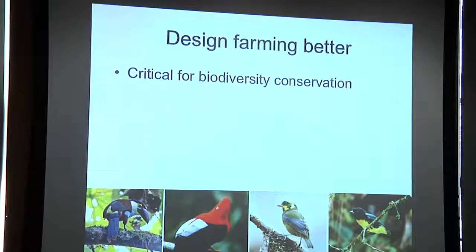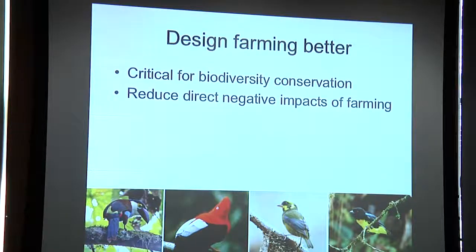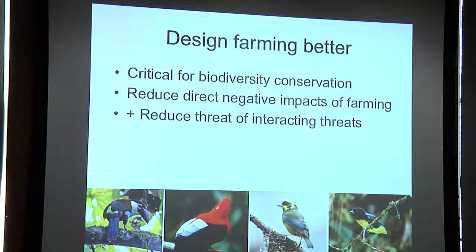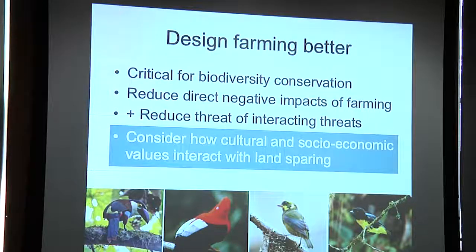So to summarise that, designing farming better is absolutely critical for biodiversity conservation. We need to reduce the direct negative impacts of farming, and we also need to be very aware about trying to reduce the interacting threats, things like climate change and wildlife trapping, that farming can interact with. A quick mention of something we really need to be getting to grips with now. It's the socio-economic and cultural underpinnings of how we manage farmland and how those interact with whether we can be farming in a land-sparing way.